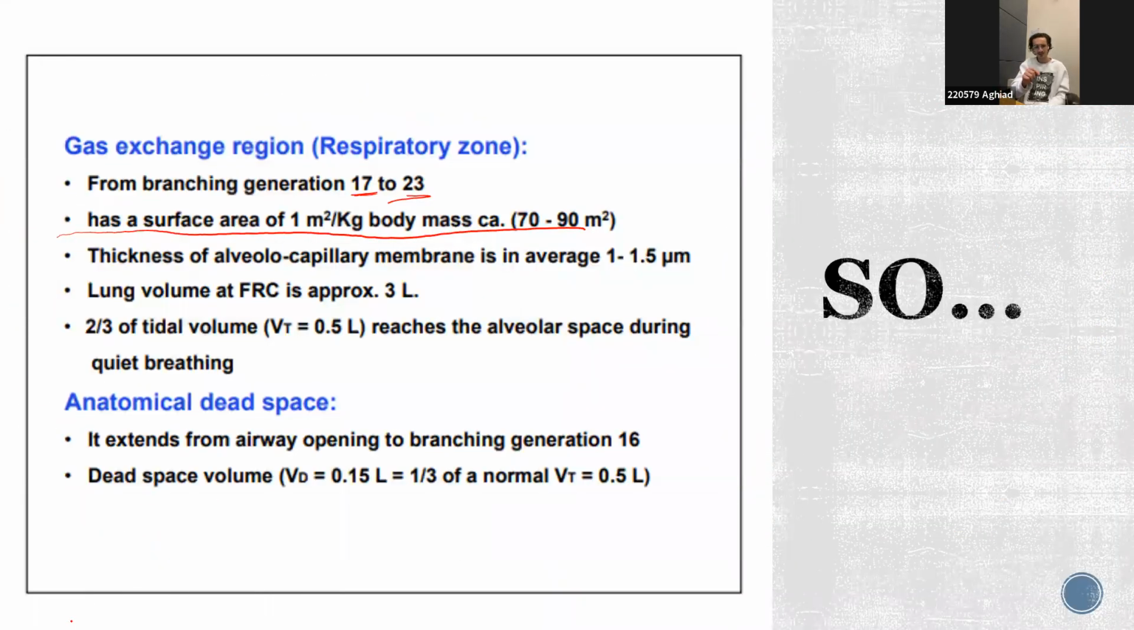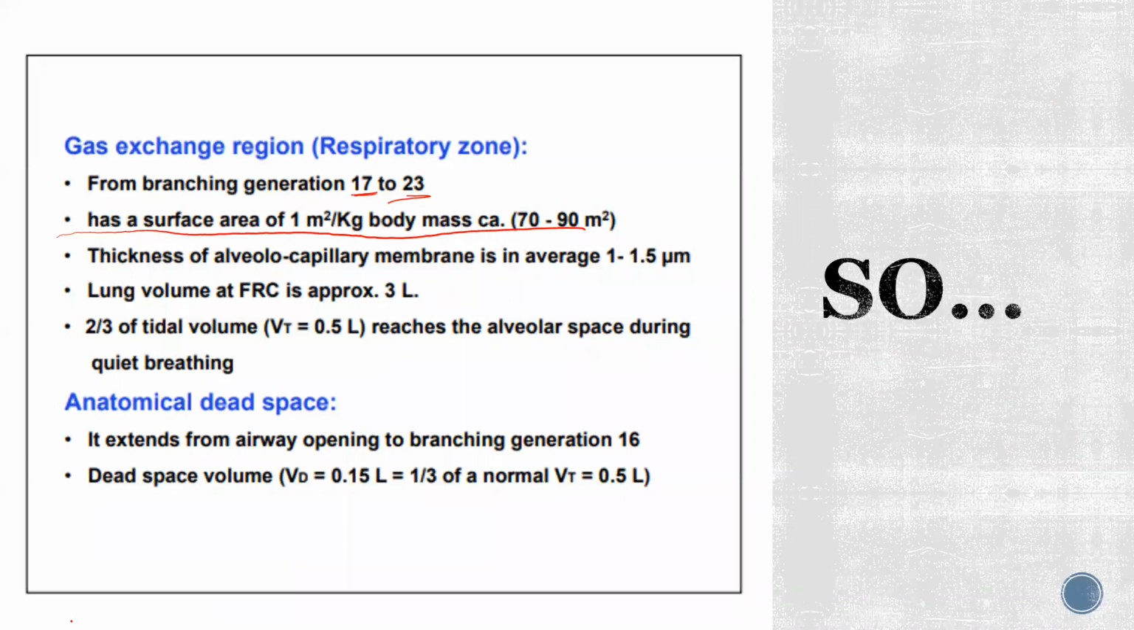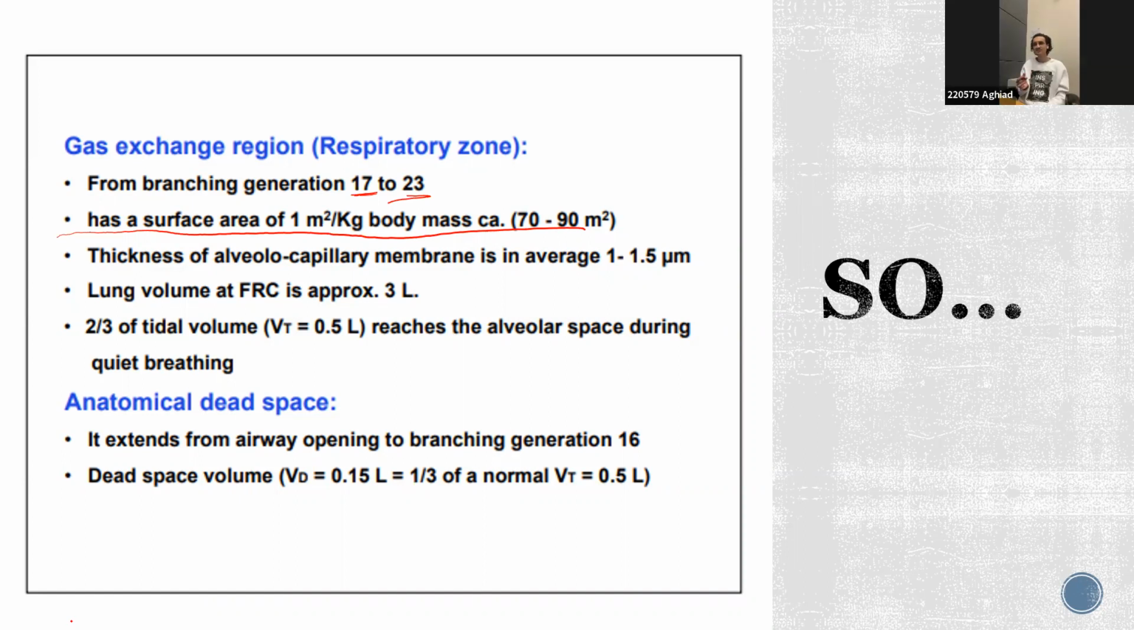Somebody's unmuted the mic. Do you have a question, or was it by accident? Yes. Do we have to memorize, for example, the body mass 70 to 90, these numbers? Not precisely, no, but it's very simple to understand. You have 1 meter squared for each kilogram of your body. Okay. I don't think you'll be questioned on it.